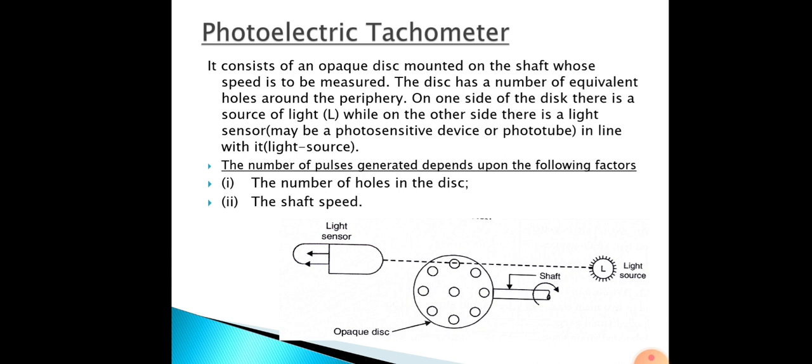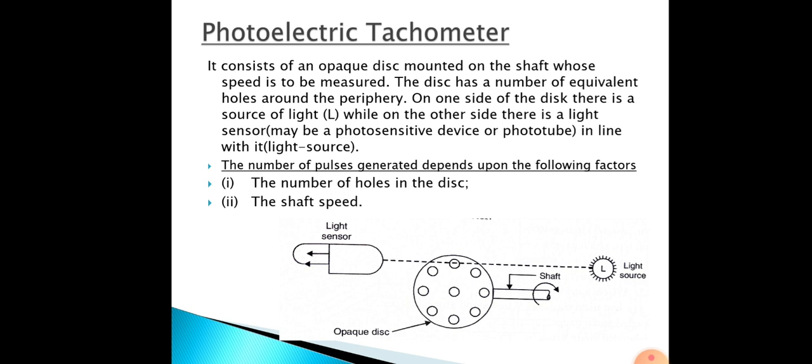But when the opaque portion of the disc comes in between, what will happen? The light from the source is blocked. So when there is an opaque portion, the light will be blocked. Hence the light will not reach the light sensor and there will be no pulse.